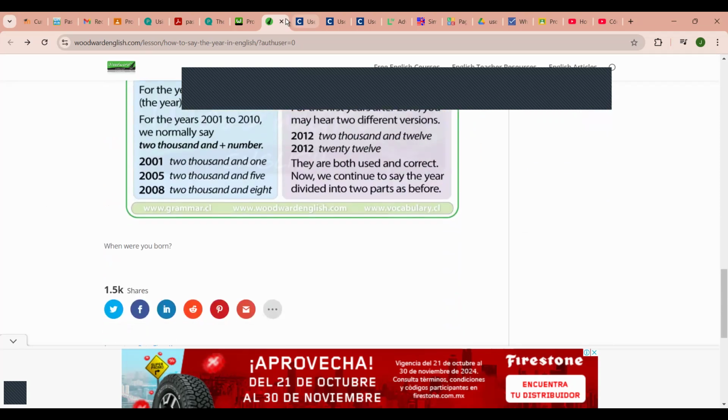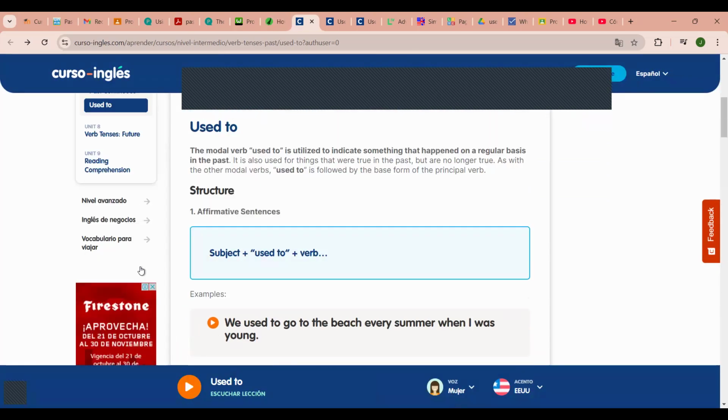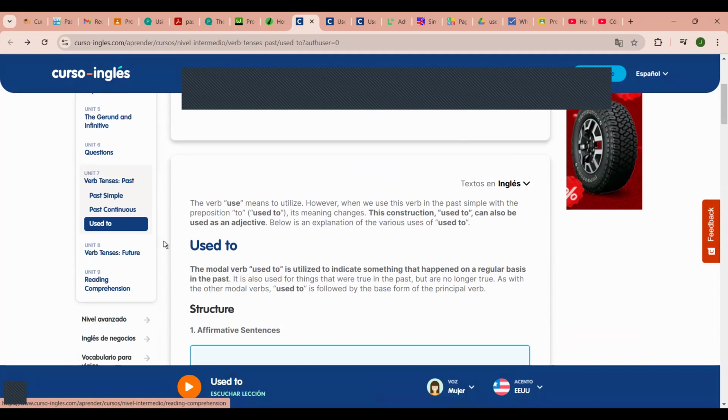Now, as I mentioned, our focus will be on used to. Used to is a part of the past tenses section. All right, so you should know the past simple. I hope you understand the past continuous. I sent you some links. Today we're going to be practicing used to, and we're going to do some exercises.